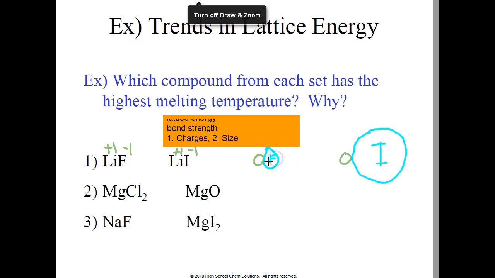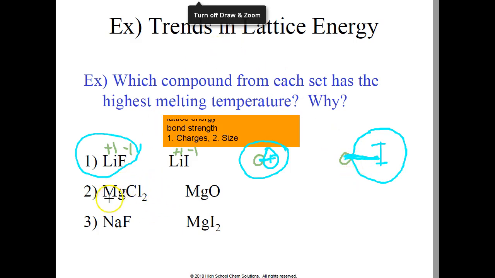Now remember, these are in a lattice, so you'd have a lot more fluorines and a lot more lithiums and a lot more iodines repeating. But which of these bonds would be stronger? Which of these would be harder to break? This one, because they can pack in tighter, right? This distance is much shorter, so this bond is much stronger, so this melting temperature is much higher. This has a longer bond, so less attractive force.